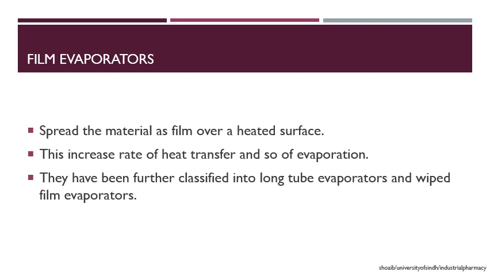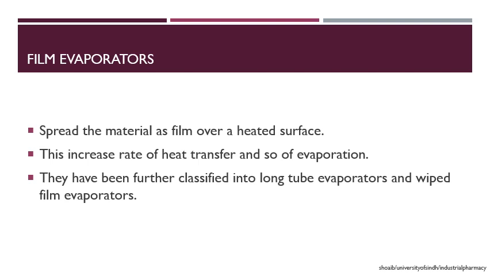The next major category after the natural circulation evaporators is the film evaporators. Why are these called film evaporators? Because they convert the material to be evaporated into a film over a heated surface. There is a large heated surface, and the material is spread over it as a film. As a result of film formation, there will be a higher rate of heat transfer, and if there is more heat transfer, there will be more evaporation.